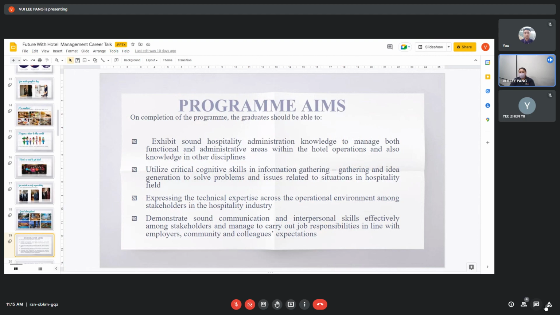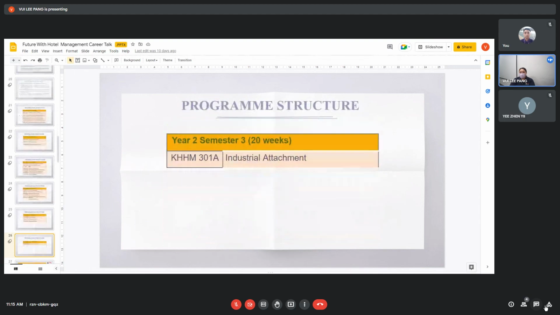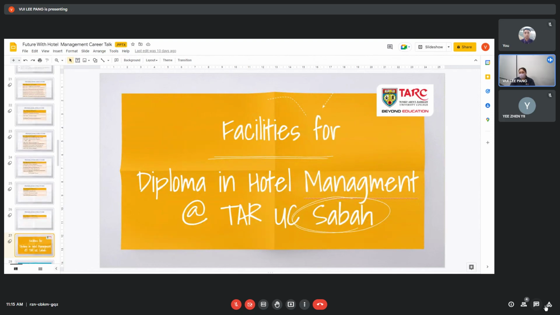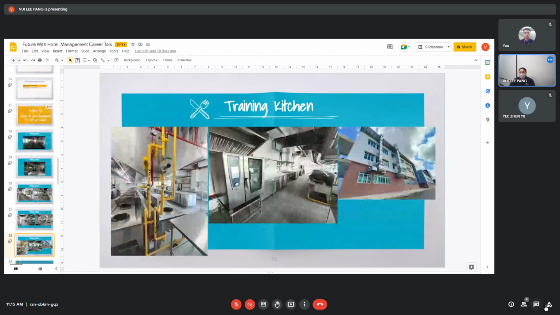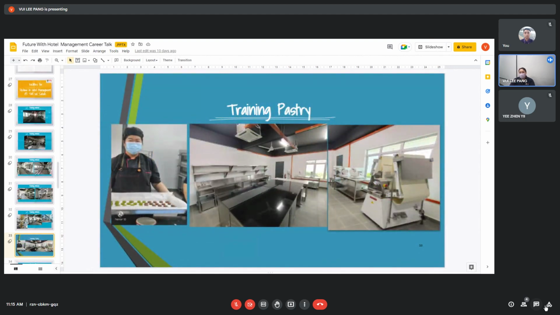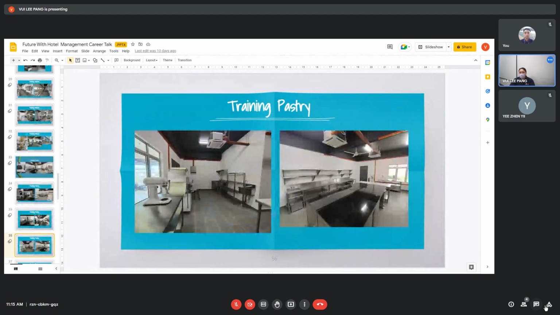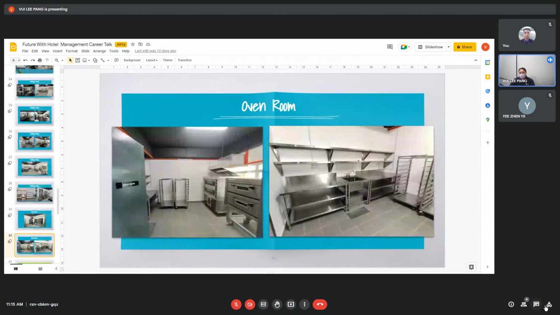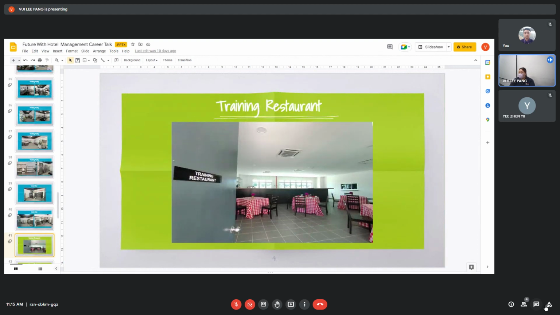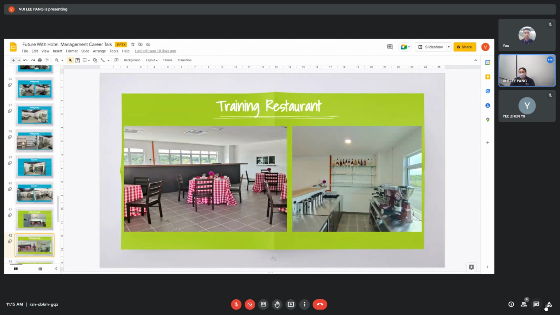Yeah. So this is the program aims. I'm not going to show this one. And then just sharing with you, these are the facilities in our Thai UC Sabah. Our training kitchens. So students are doing practical in the training kitchens. This is our training pastry. Our oven rooms. Our restaurants. So students will do the practicals, hands-on.